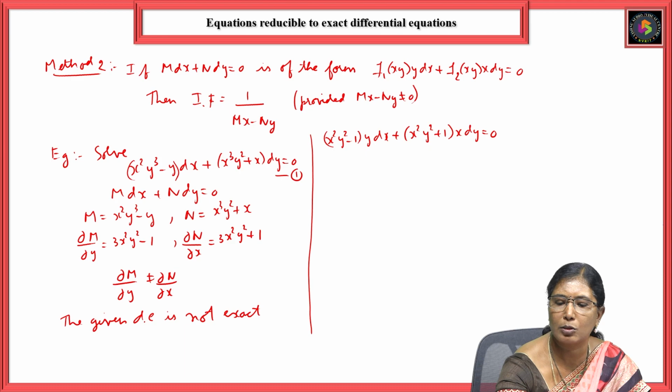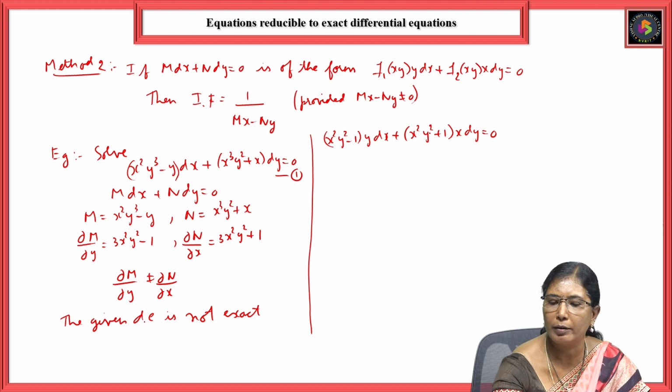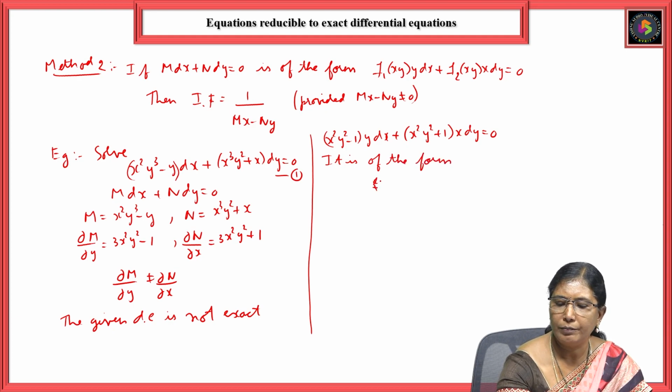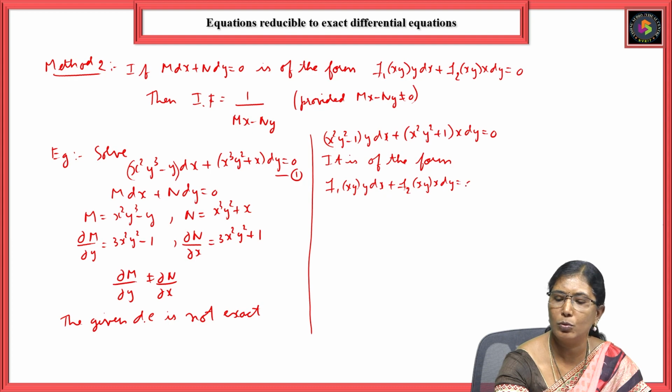This term is a function of xy, and 1 can be written as x to the power 0 into y to the power 0. It is a function of x into y. And the second term, x into y whole square, and 1 can be written as (xy) to the power 0. So this is a function of xy, and x dy is equal to 0. So it is of the form f1(xy) y dx + f2(xy) x dy = 0.